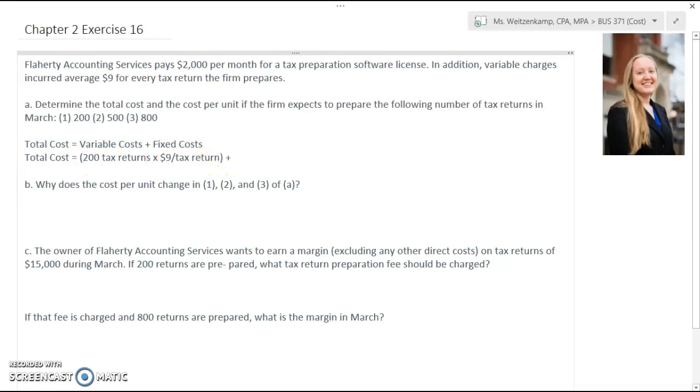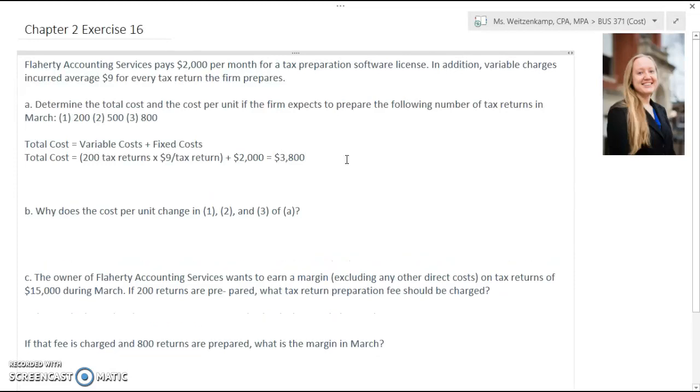We then have to add our fixed costs. So the fixed costs that were provided to us in the problem was $2,000 per month. So we needed to add $2,000. And multiplying our 200 tax returns times $9 per tax return, we come up with our variable costs. We then add our $2,000 of fixed costs to come up with a total of $3,800 of cost. So this is again in assumption 1, where we're assuming we have 200 tax returns.